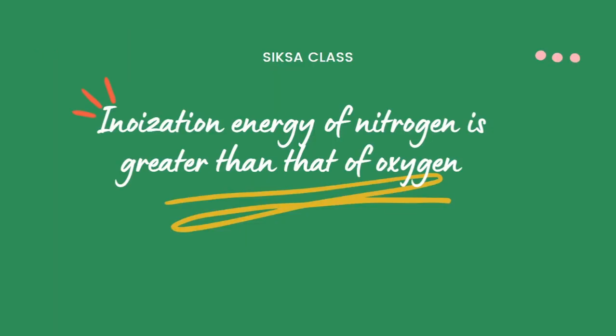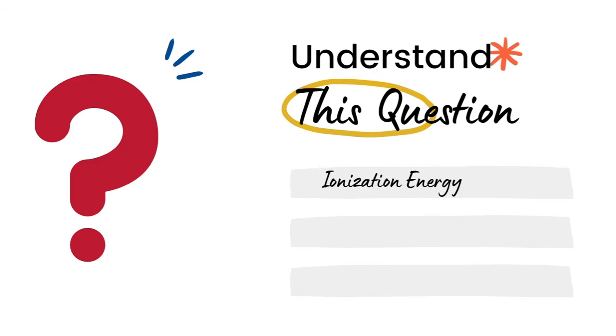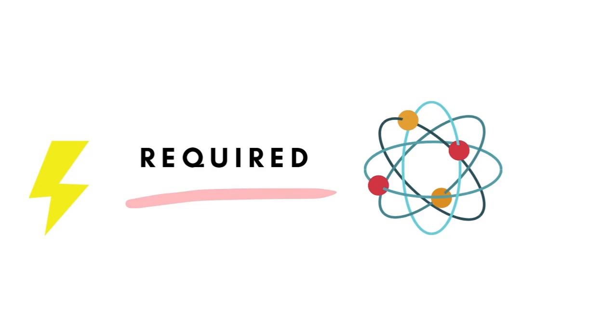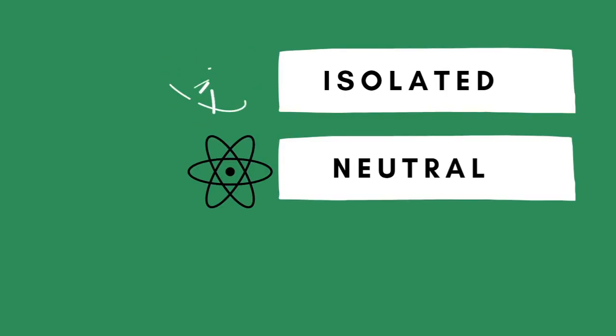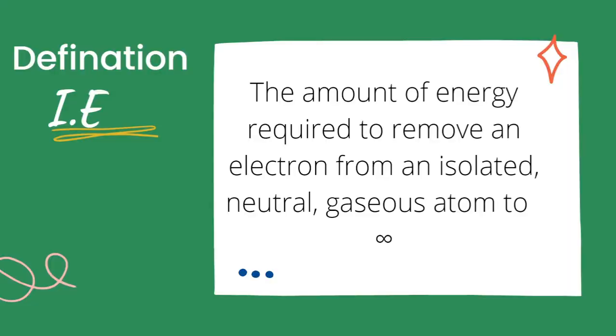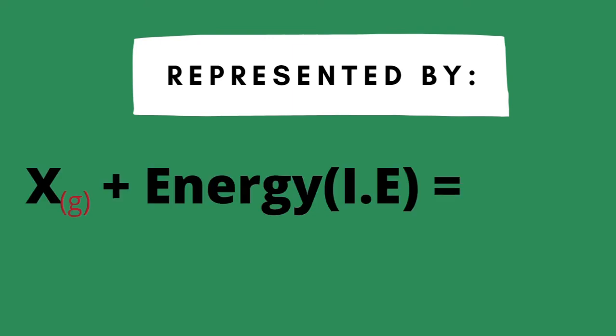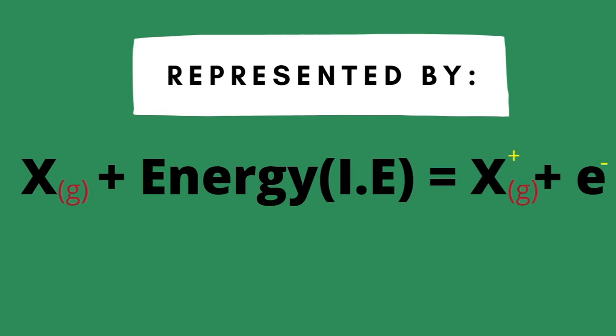So a quick rewind of everything. The ionization energy of nitrogen is greater than that of oxygen. To understand this question, we need to understand three things. One of them is ionization energy. We start off with the definition: the amount of energy required to remove an electron from an isolated neutral gaseous atom to infinity is known as ionization energy. It can be represented as a gaseous atom; when we give energy to it, it would remove an electron, forming a positive charge.